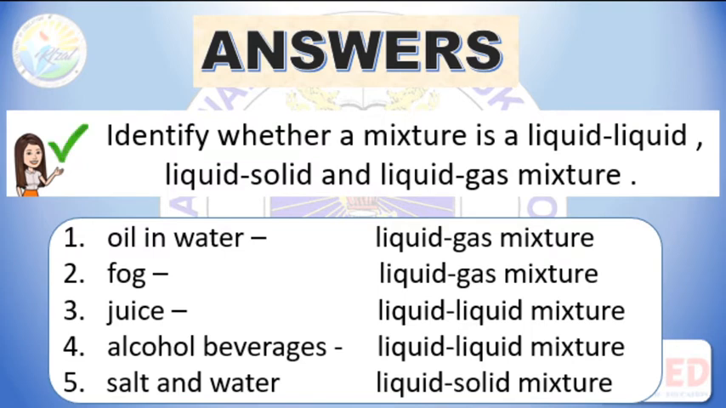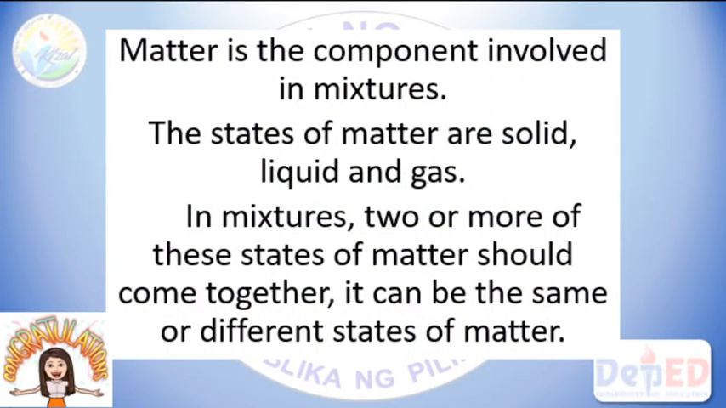Alright? Once again, oil and water is a liquid and liquid mixture. Fog is a liquid and gas mixture. Juice, liquid and liquid mixture. Alcohol beverages, liquid and liquid mixture. And number 5, salt and water, liquid and solid mixture. So congratulations, because you just have identified the appearance of the mixtures formed from the combination of liquid and liquid, liquid and solid, liquid and gas.